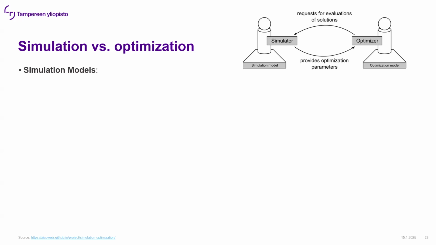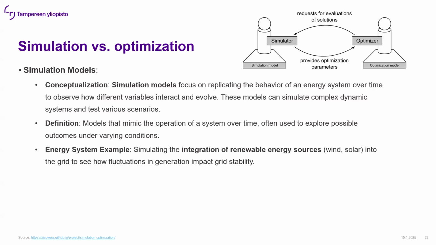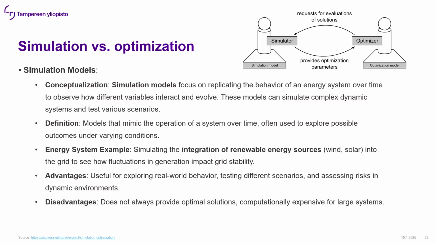So simulation models tell you what's happening in the model with a certain set of initial values. They model and mimic the operation of a system over time. So we had 1 day. They explore possible outcomes under varying initial conditions, so initial values, simulating for example the integration of renewable energy sources in that kind of system, including a battery. Advantages: useful for exploring real world behavior and testing different scenarios.